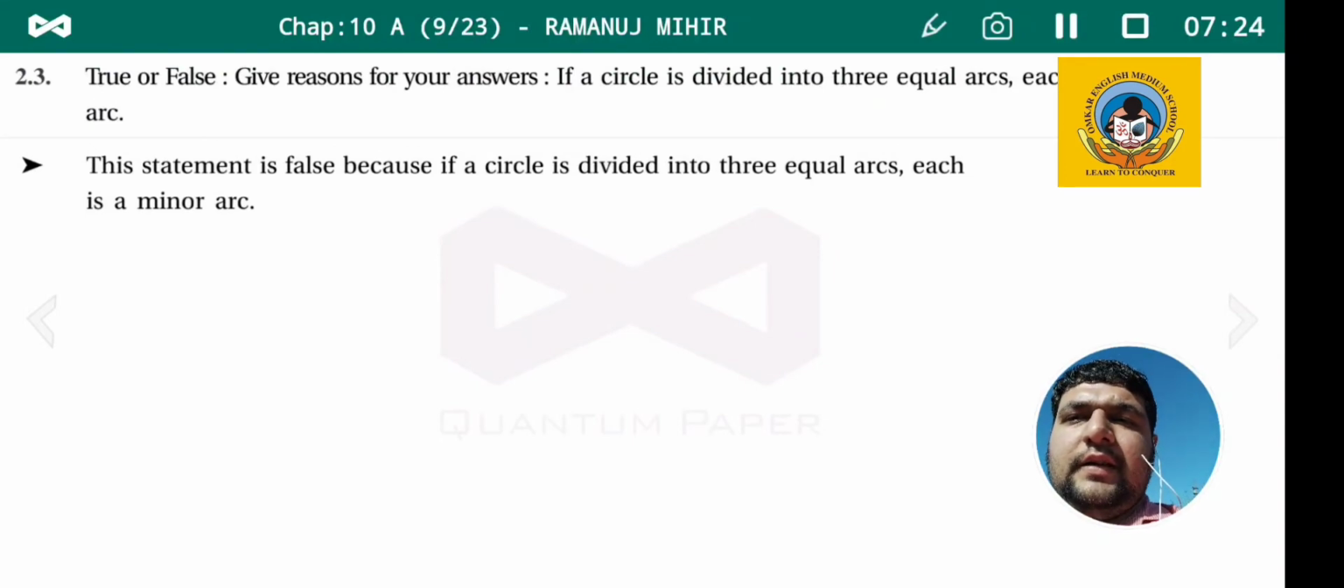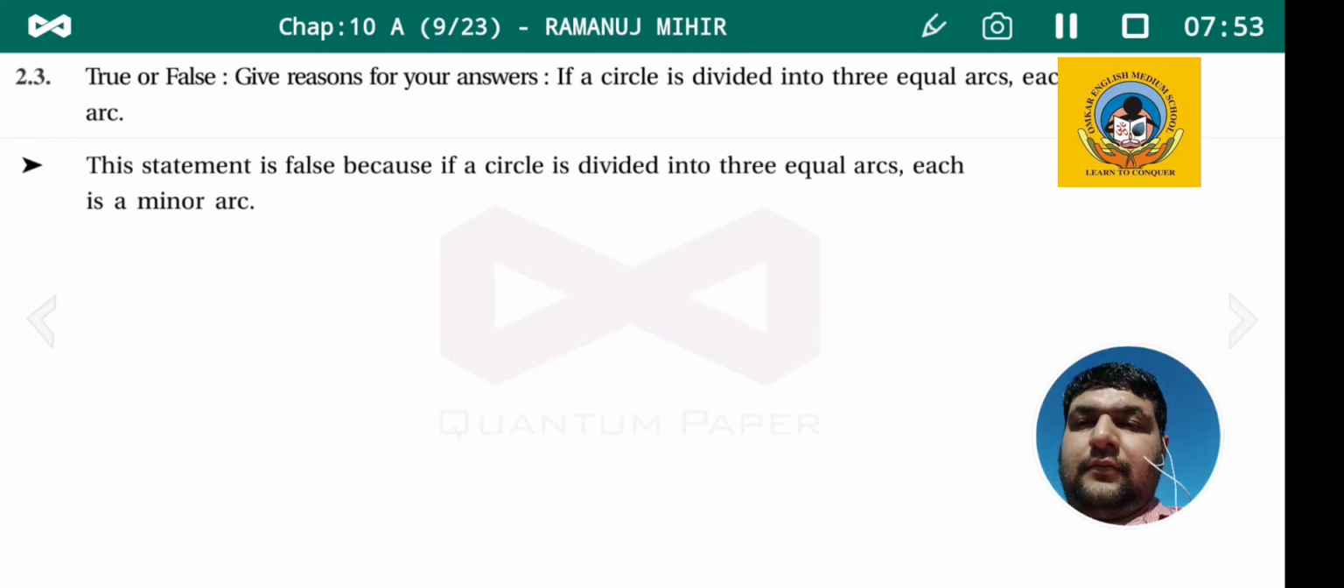If a circle is divided into three equal arcs, each is a major arc. This statement will be false, because if you divide a circle into three equal arcs, each will be a minor arc.